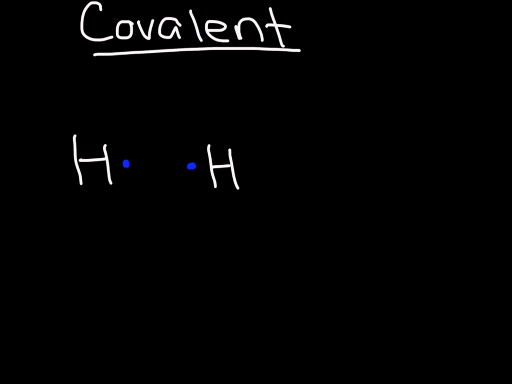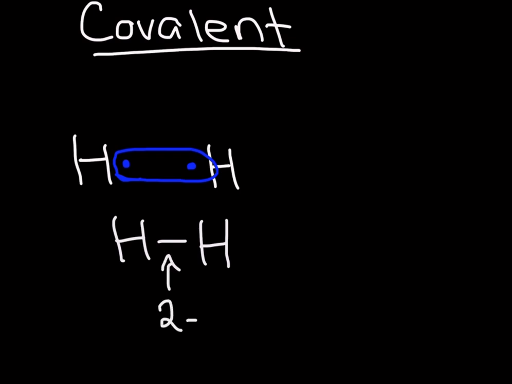So each of these hydrogens needs one more electron to fill that first shell with a total of 2 electrons. And both of these elements are the same, so what they're going to do is share their electrons. This sharing of electrons will form a bond between the two hydrogens, called a covalent bond. When you see a bond like this, it represents the sharing of 2 electrons. Anytime there's a sharing of electrons, it's a covalent bond.